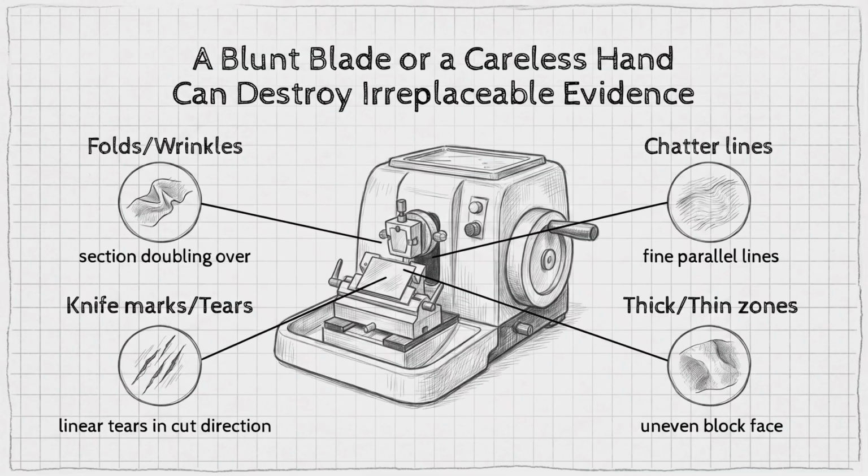A dull blade or a careless hand can destroy irreplaceable evidence. Microtomy isn't just about cutting. It's about preserving the integrity of the tissue. Chatter, folds, and tears can obscure critical details. We'll examine how these microtomy artifacts appear. You'll learn to distinguish them from genuine pathology. This attention to detail is vital because the next issue we'll discuss is even more serious.